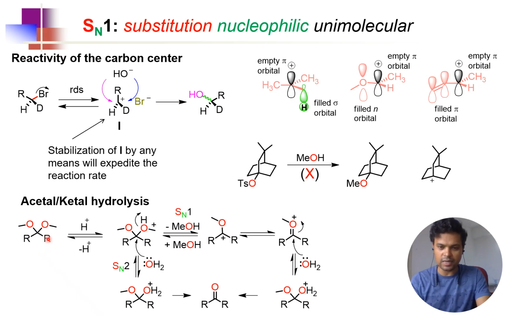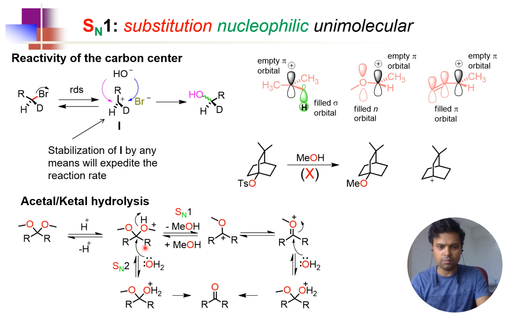If it is an aldehyde, one of the R groups should be hydrogen, and if both are aliphatic carbon chains, then we can say it's a ketone. So if it is from a ketone, we call it a ketal. If it is from an aldehyde, we call this an acetal. Okay. So what happens if you add acid? You first protonate it.